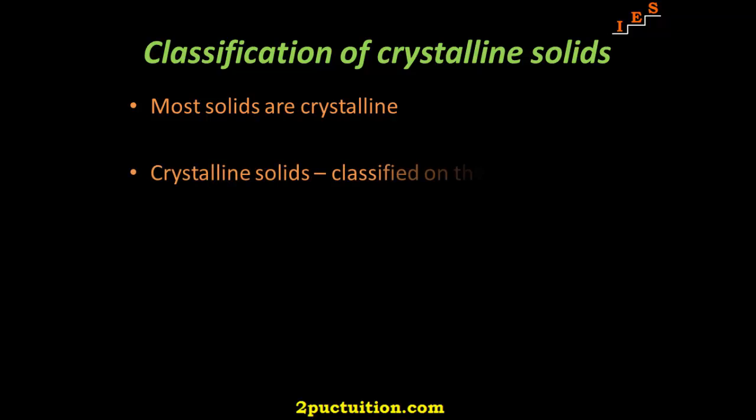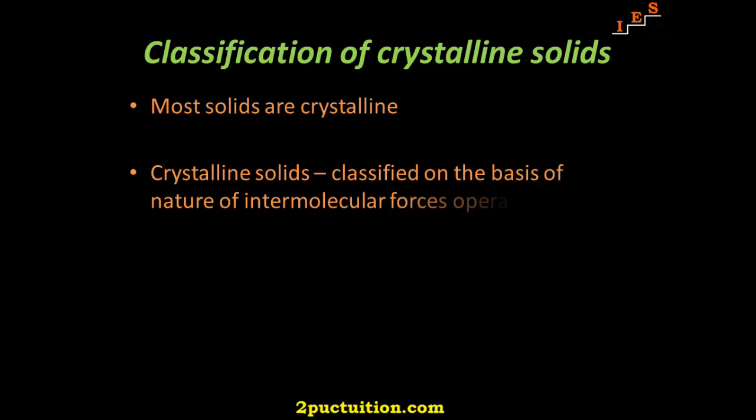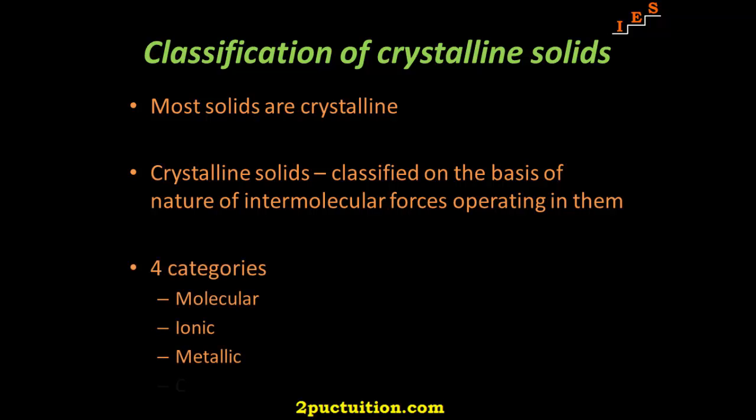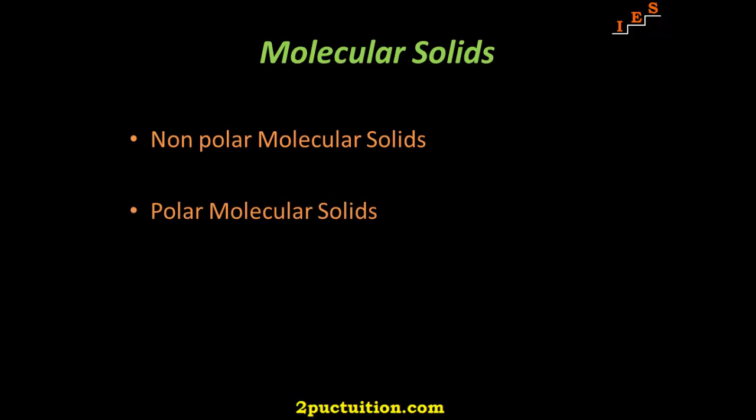Crystalline solids can be classified on the basis of the nature of intermolecular forces operating in them into four categories, namely molecular, ionic, metallic, and covalent solids. Let us now learn about each of these categories. Molecules are the constituent particles of the molecular solids. These are further subdivided into the following categories: nonpolar molecular solids, polar molecular solids, and hydrogen bonded molecular solids.